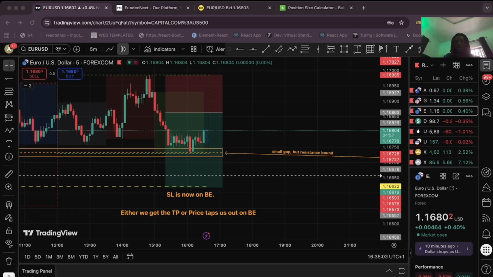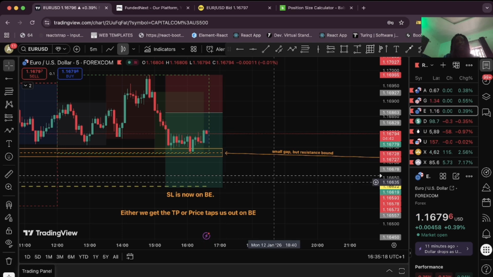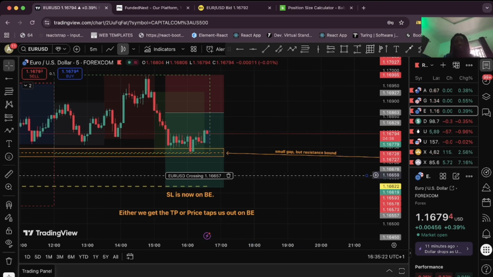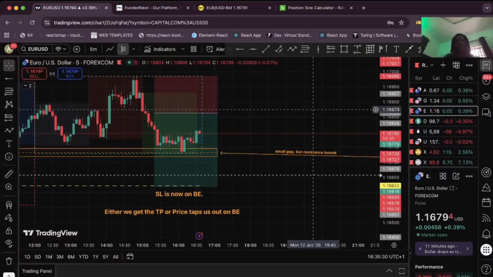All right, so this is an update on the initial setup that we had here on EURUSD. As you guys can see, we pointed out that that gap there is going to be a resistance, and as you guys can see, that gap is truly a resistance, and you can see the bulls are already taking over the market back.